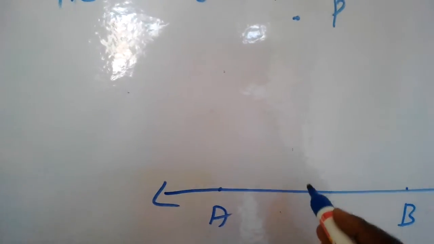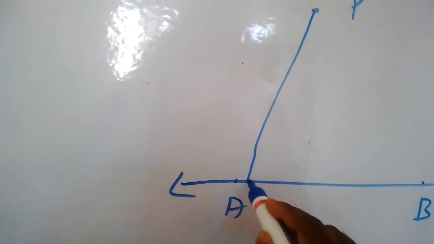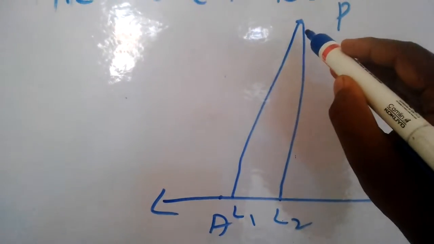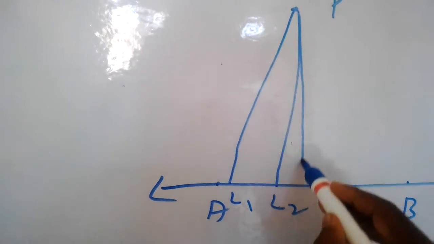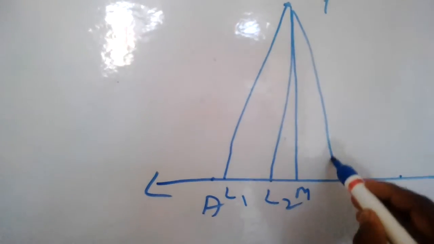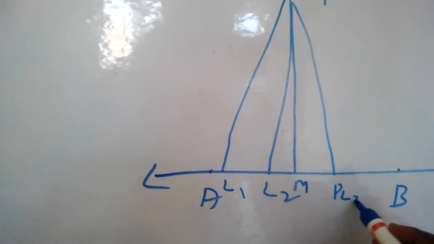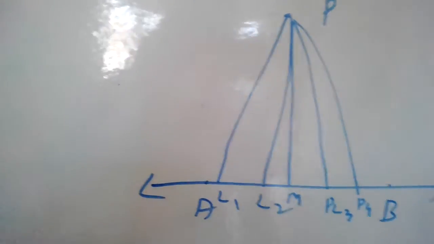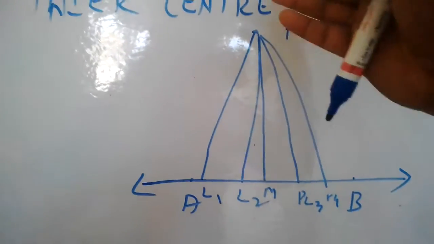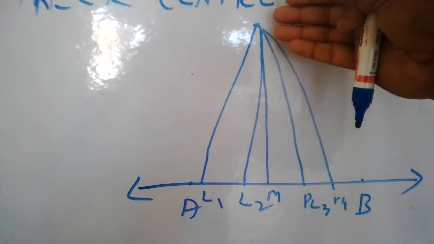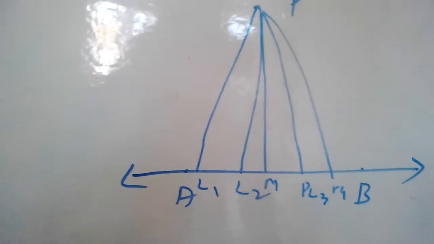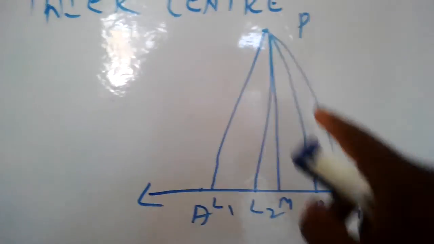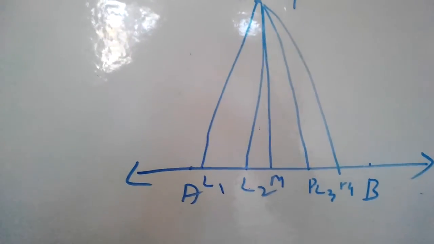For example, the first one I will draw here, PL1, next PL2, next the middle one M, PL3, PL4. So there are an infinite number of lines we can draw from P to the line segment AB. For this explanation I have drawn only 4 lines from P to the AB line segment.